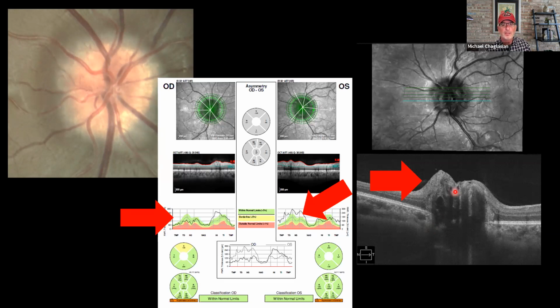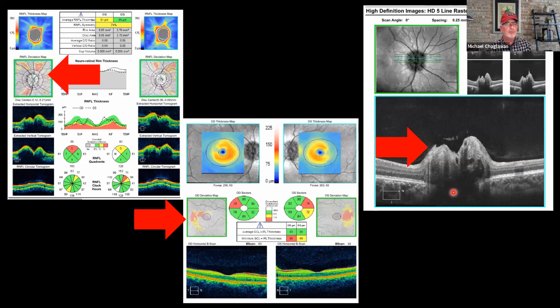And there you can see more clearly the changes within the optic nerve head for drusen. And then here's the same patient scanned with the Cirrus device.